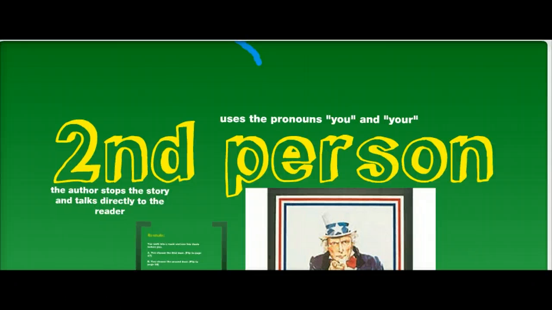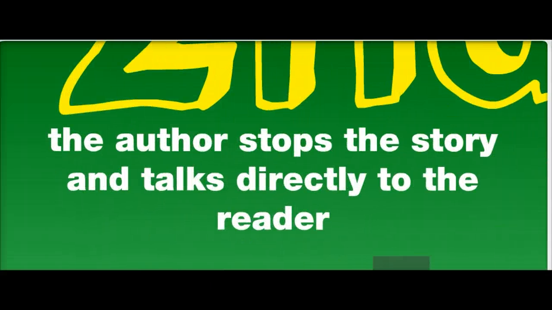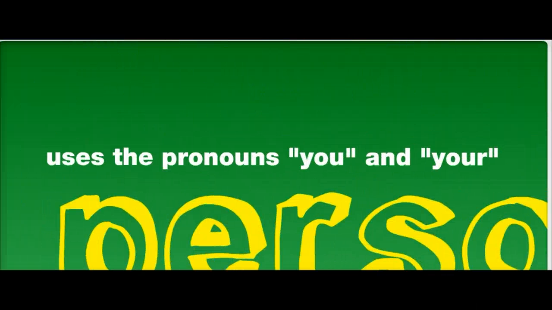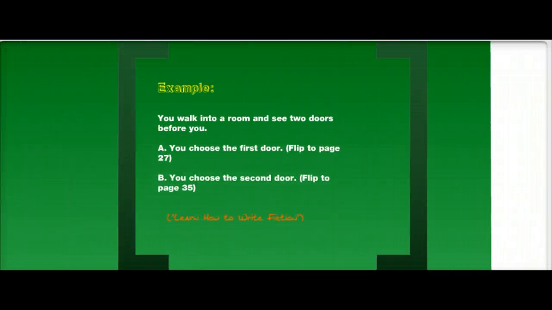The next type of point of view is second person. In second person, the author stops the story and talks directly to the reader. They usually use pronouns such as you and your.